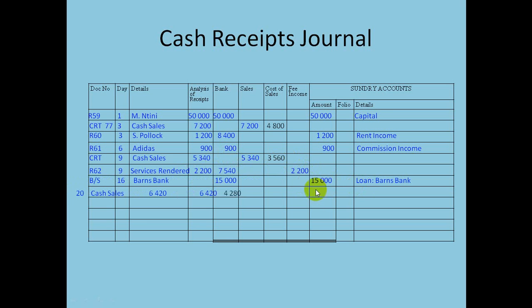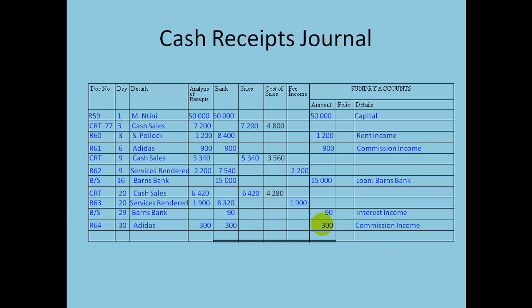We received money from a loan. There's another cash sale. Do a quick test. 6,420 times 100 divided by 150 gives you 4,280. Couple more transactions coming through. Interest income, and the last one, commission income.